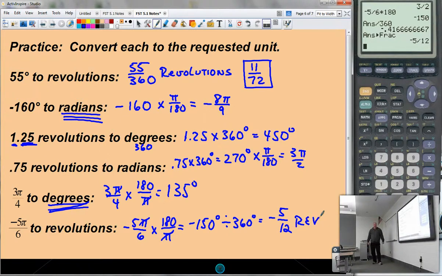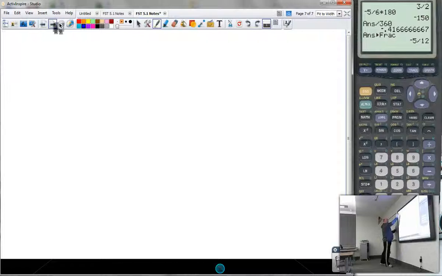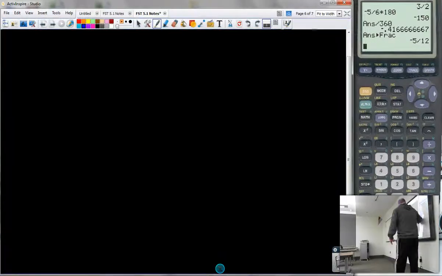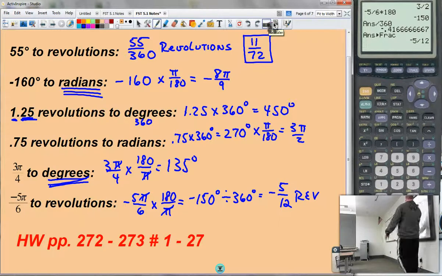So again, I'm trying to keep this somewhat short so you can get started on the assignment. Moving to the next page. There is no next page. Okay, so I guess I better come down here and see the homework assignment. There it is. So our homework assignment, pages 272 to 273, problems 1 through 27.